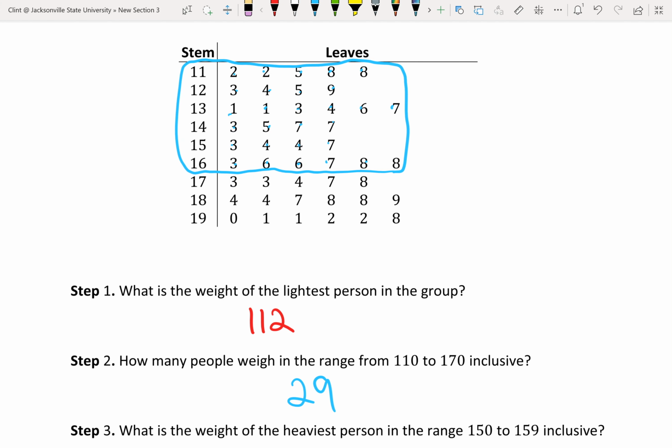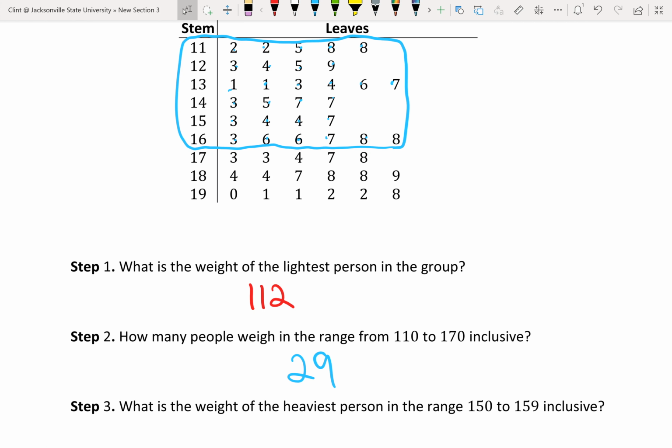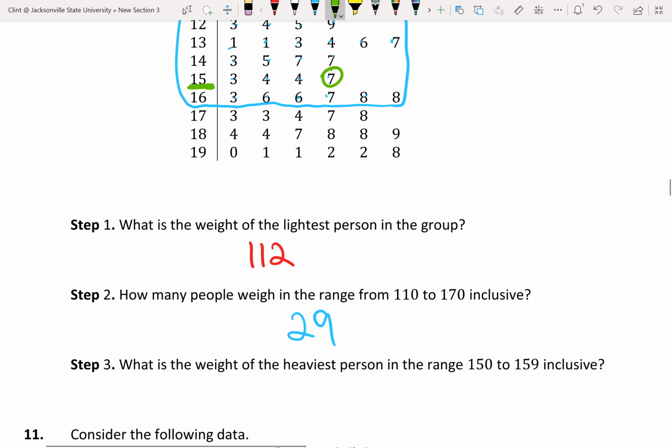Okay, and then the last one says, what is the weight of the heaviest person in the range 150 to 159? So we're looking at this row. So what's the heaviest person? It's 157. That's our biggest leaf. So our heaviest person here is 157.